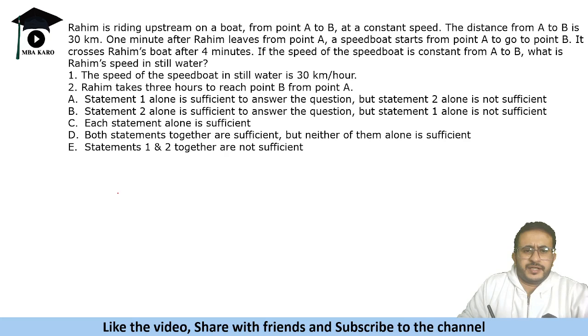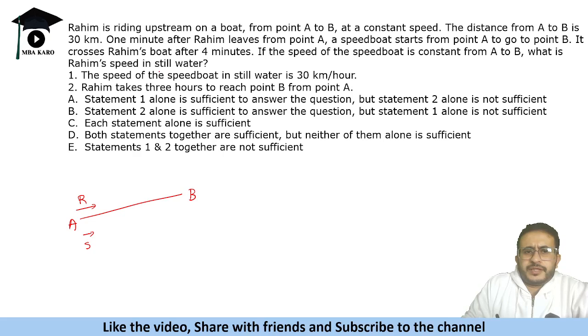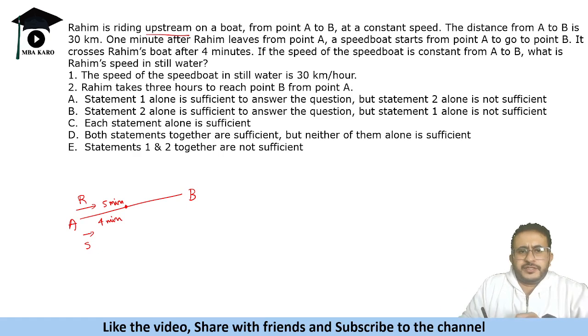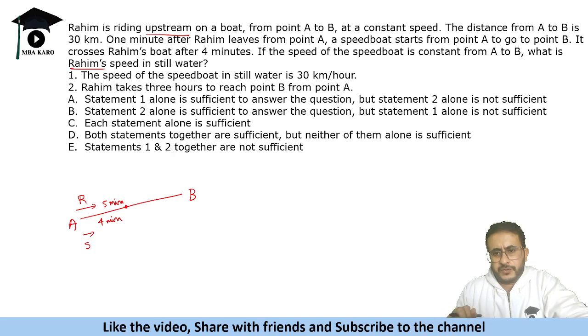Okay, so let us understand this problem. So there is A to B. Rahim is going in this direction and the speedboat also joins him 1 minute later. Now it is going upstream. Also given that the boat starts 1 minute late and it crosses Rahim's boat after 4 minutes. So at the end of 5 minutes, both are at the same place. So Rahim has covered it in 5 minutes and the speedboat has covered it in 4 minutes. Right, now we need to find Rahim's speed in still water and tell which of the following statements is sufficient to answer the question.